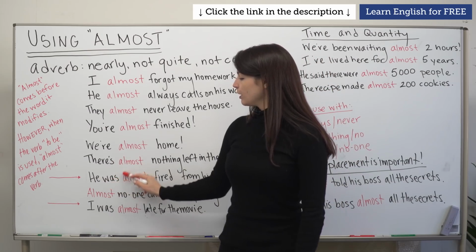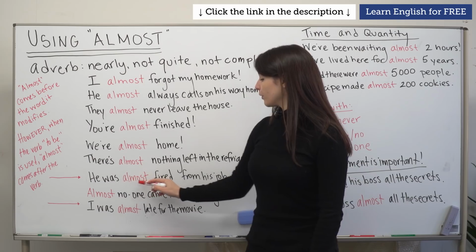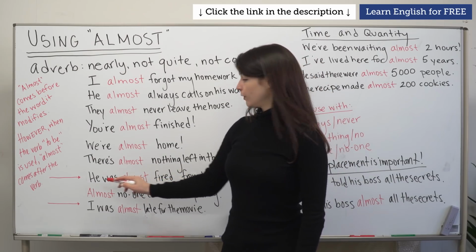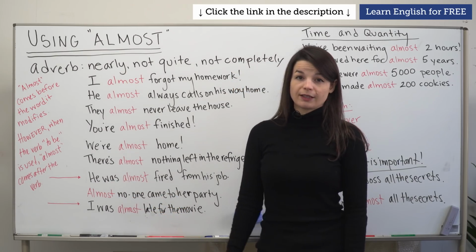Here's my to be verb, in this case using was. He was almost fired from his job. So here, almost follows the verb to be. This is a slight change. I'll show you one more example sentence later.